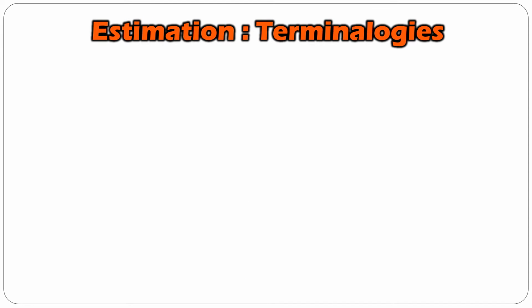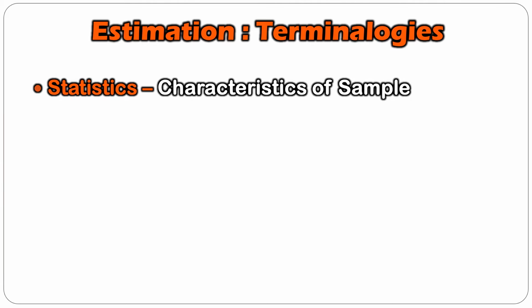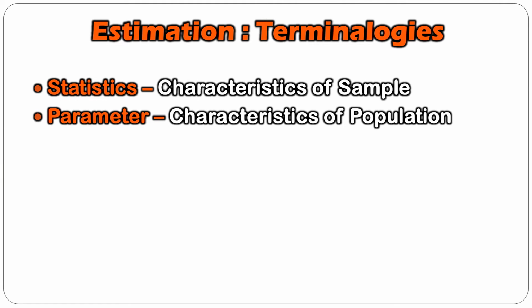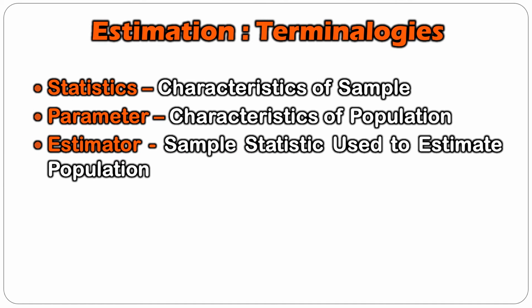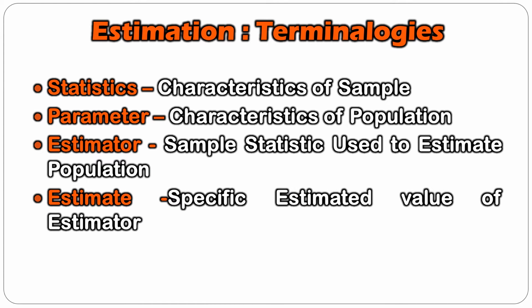So, before starting with estimation, let's be familiar with some of the important terminologies. Statistics: characteristics of a sample. Parameter: characteristics of a population. Estimator is a sample statistic used to estimate a population parameter. And estimate is the specific estimated value of an estimator.